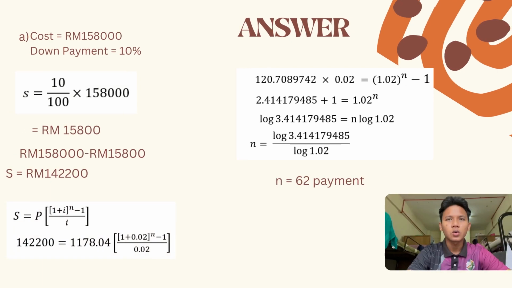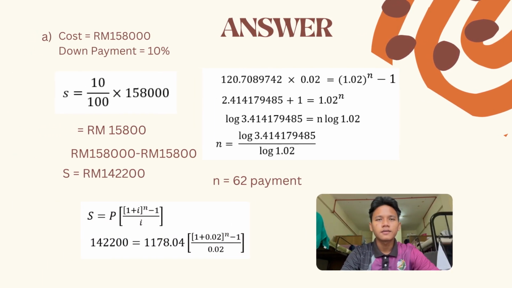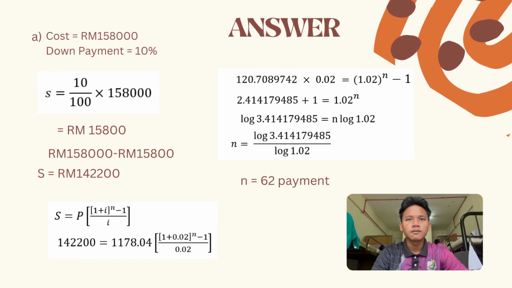So, we got the cost equals 158,000 ringgit and down payment equals 10%. We use the formula S equals 10 divided by 100 multiplied by 158,000 ringgit. So, we got the answer 15,800 ringgit. We use the formula future value S equals P open bracket 1 plus I to the power of N minus 1 divided by I close bracket. So N refers to the number of payments.